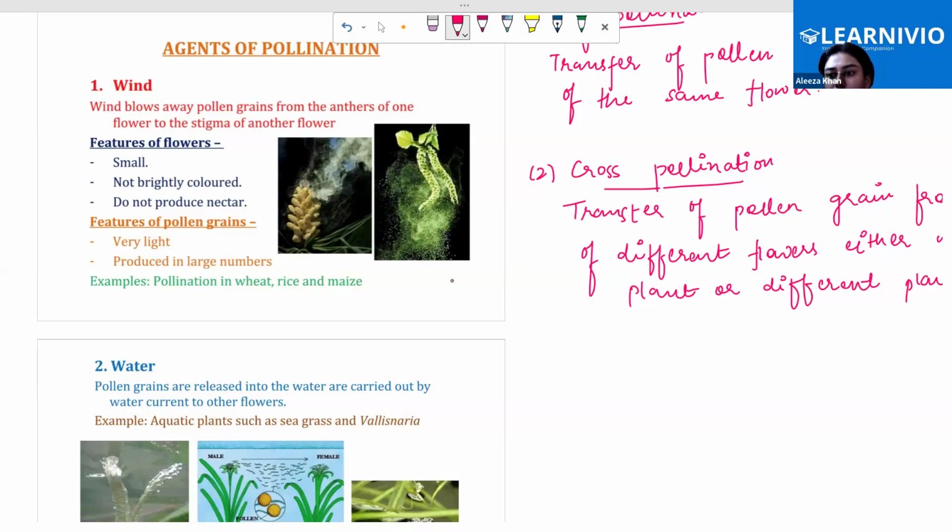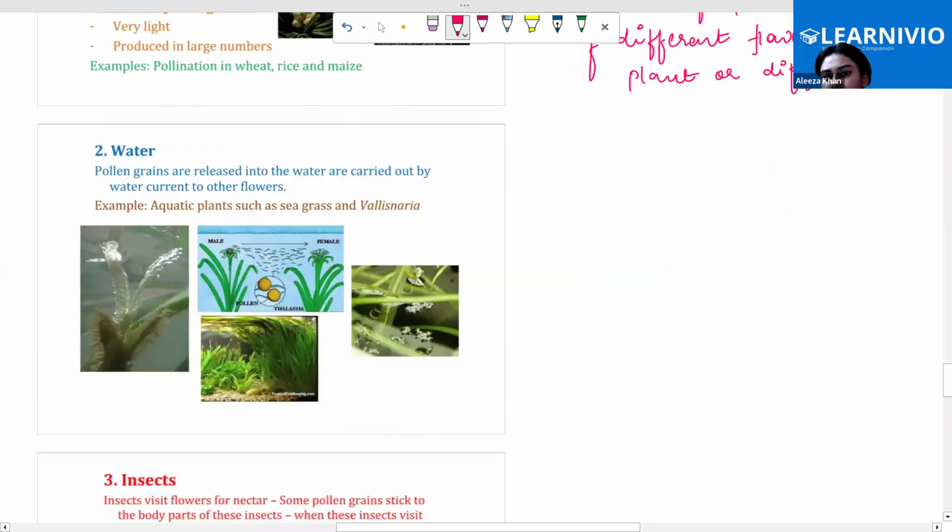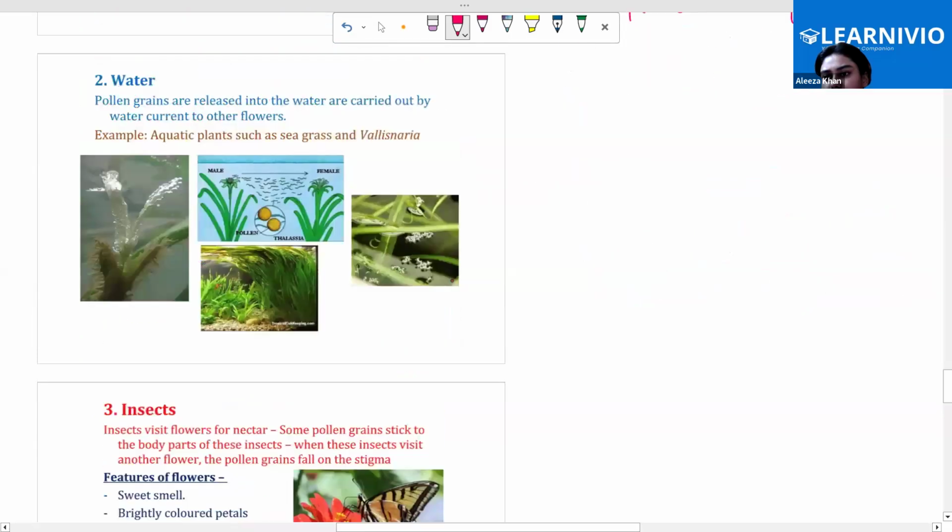Yes, ma'am. They can get transferred through wind, through water, and then through insects. Is there any other medium? Ma'am, even artificially we can do it, like humans can do it.